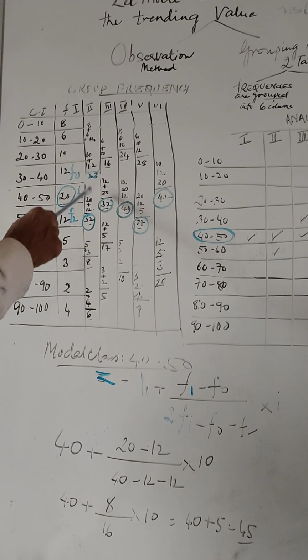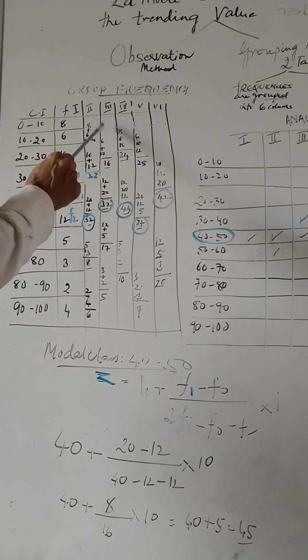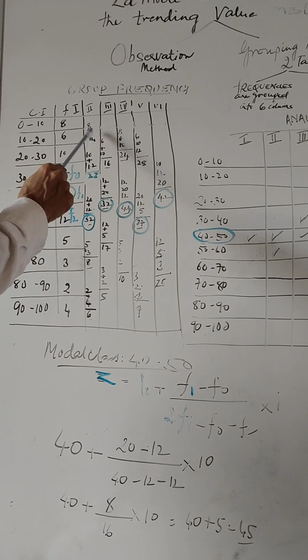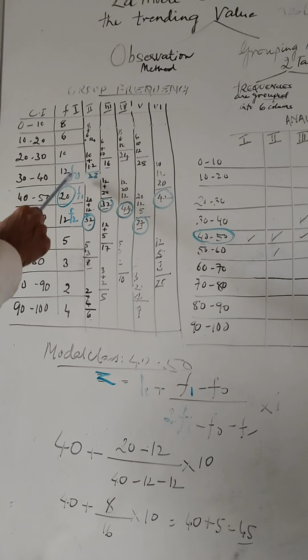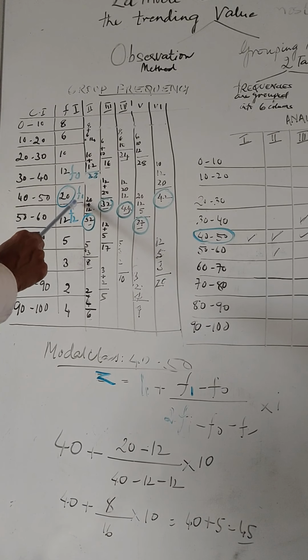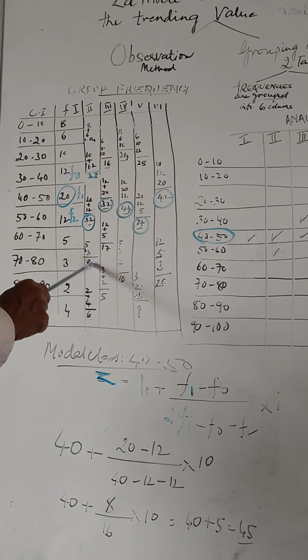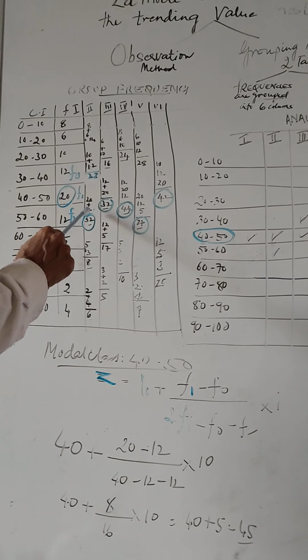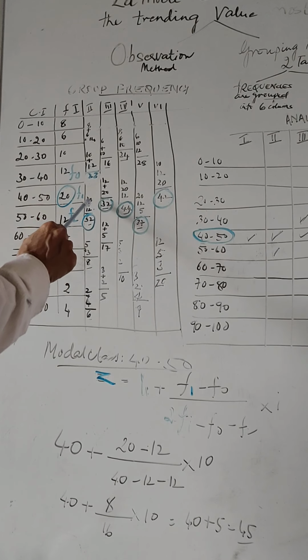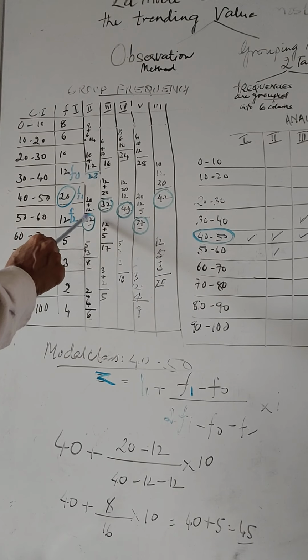And in the second column, what did we do? Second and third, we said they are couples. 8 plus 6 is equal to 14. And then 10 plus 12 is equal to 22. Then the next is 20 plus 12 is equal to 32. 5 plus 3 is equal to 8 and 2 plus 4 is equal to 6. And the highest frequency here will be 32.